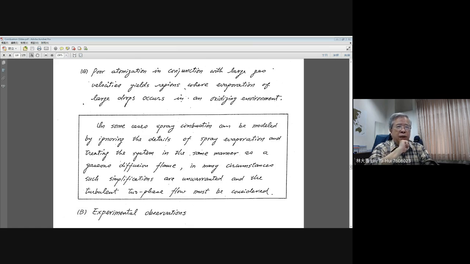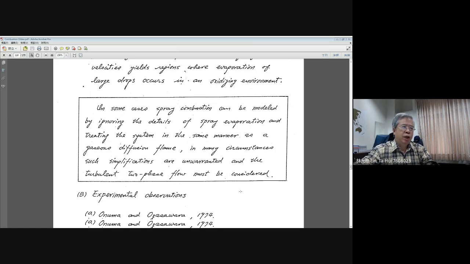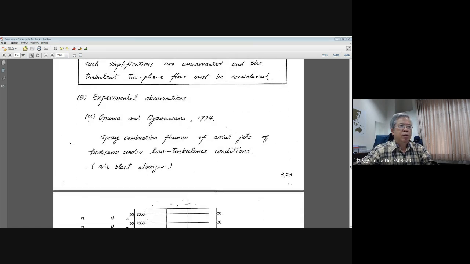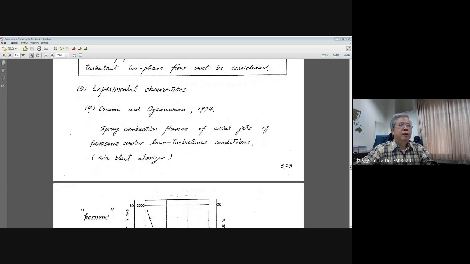Now I try to bring some observations from the experiment results to look at the first comment. Can we use the gaseous diffusion flame to simulate the spray diffusion flame? This is the first part I want to explain. Those experiment results are taken from Onuma and Ogasawara, published in 1974. There is another paper published in 1976 by the same group, and they give us a very deep understanding of well-atomized spray diffusion flames.